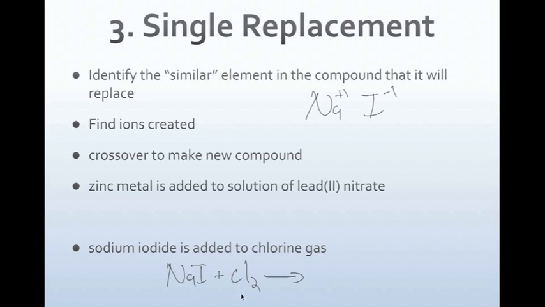Now in the products, chlorine is a nonmetal, so it's going to switch with the nonmetal in the compound. So chlorine is going to now be bonded to sodium. We'll have iodine by itself. We check, is it a diatomic? Yes it is, so we put I2. And then we have sodium now bonded to chlorine. Sodium is Na, which is +1. Chlorine is -1. We crisscross and we get NaCl.